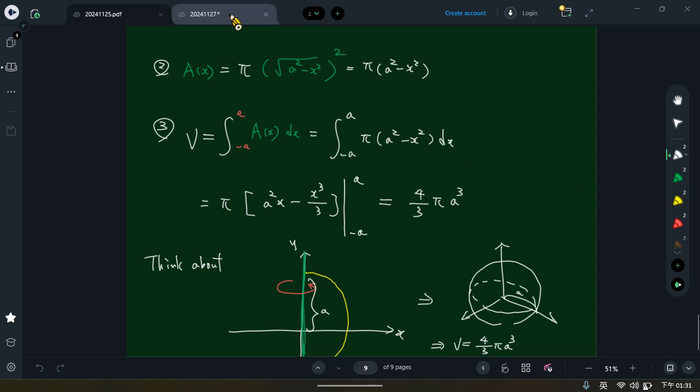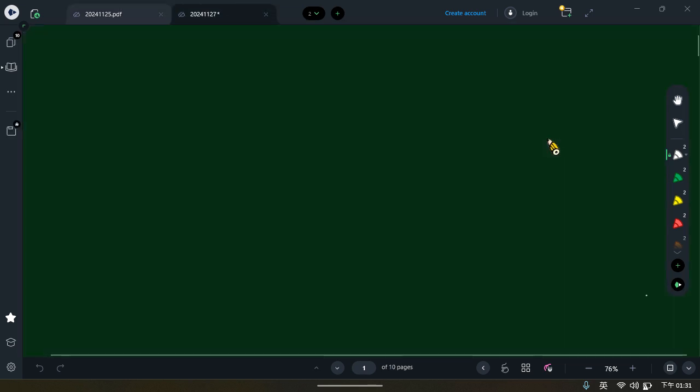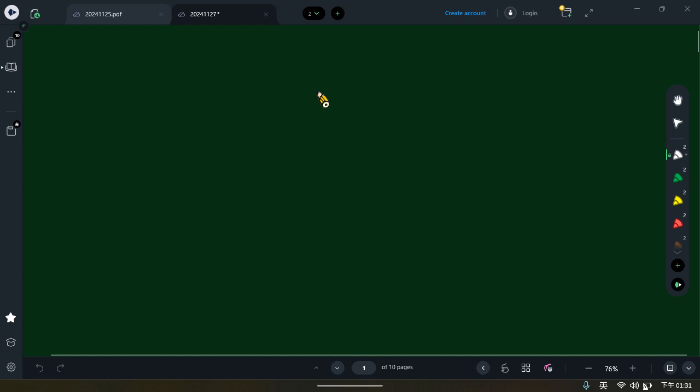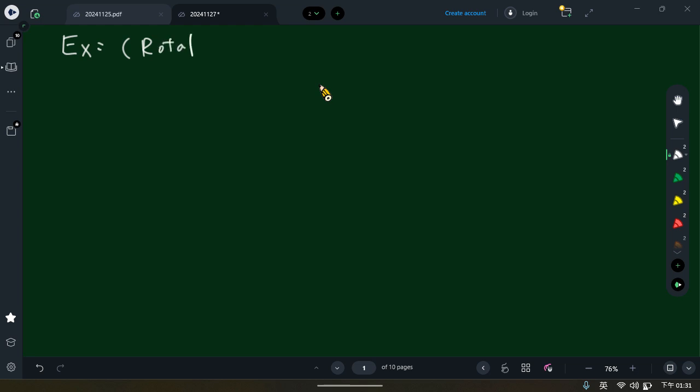Okay, so today we can continue with this part. We still start with an example of rotation about a vertical axis.